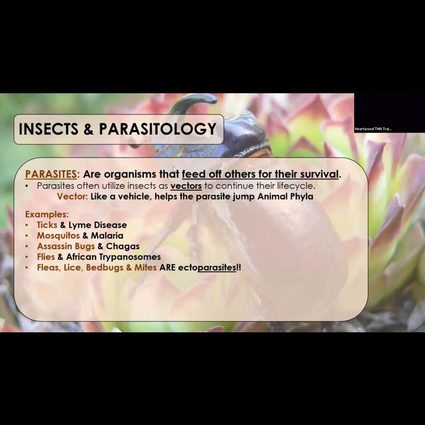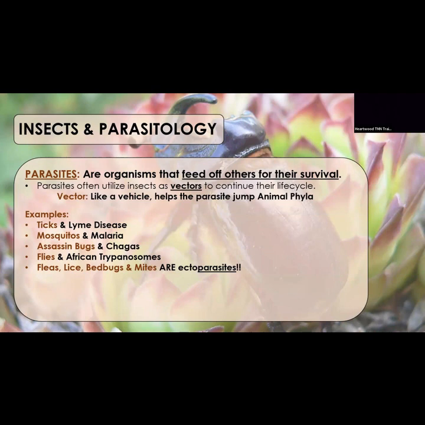Flies and African trypanosomes. And then you also have some insects that are parasites themselves. They're called ectoparasites because they're parasites on the outside. So things that we often have to deal with ourselves, especially if you have children or animals: ticks, fleas, lice, and mites, right? Those are ectoparasites.